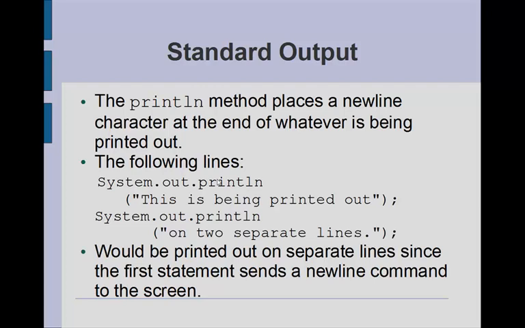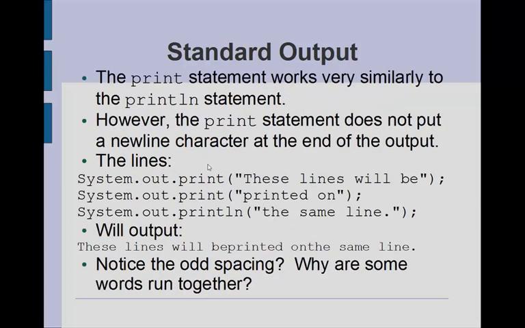Okay, so let's see what the print method is going to do. Now it's similar to println, but it's going to display everything without putting a new line character at the end. That means if I have multiple print statements, they are going to be displayed on the same line. So when I execute those 3 statements, this is what the output will look like. This line will be printed on the same line.